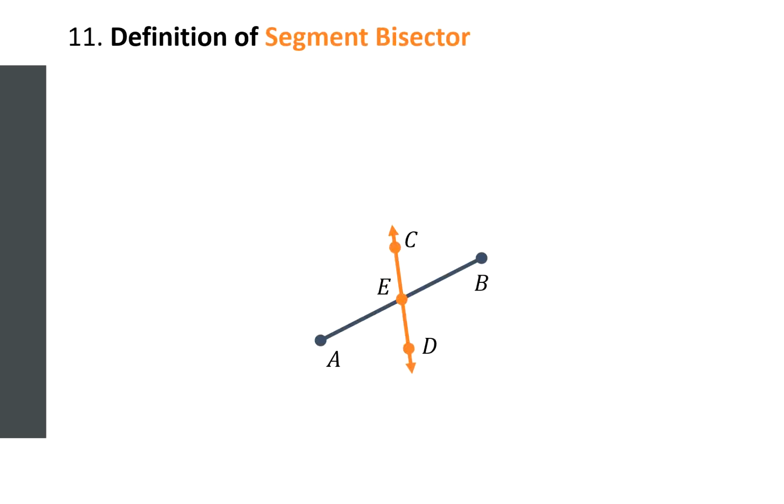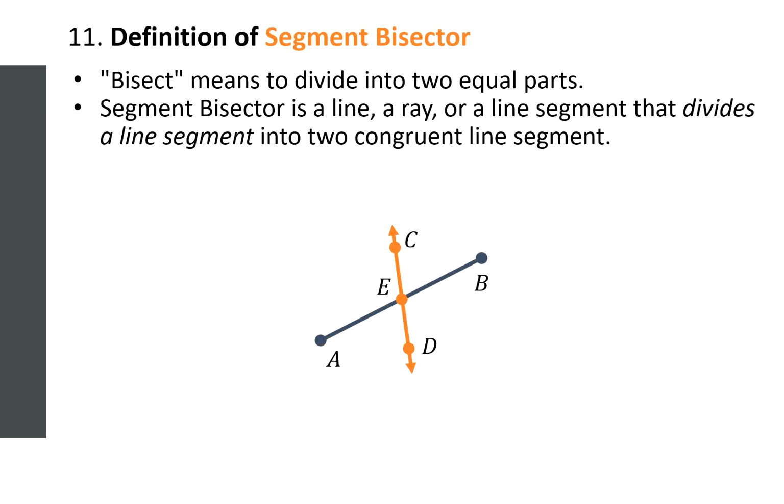Number 11. Definition of segment bisector. Bisect means to divide into two equal parts. So, when you say segment bisector, ang ginagawa lang nito or ang purpose lang nito is to bisect. So, hahatiin niya lang yung line segment. So, pwedeng maging line, kagaya ng example natin, na kung saan yung line segment hinati nung line CD. No? So, pwede ring maging ray or pwedeng another line segment. Na basta, as long as dinivide niya yung line segment into two congruent parts.